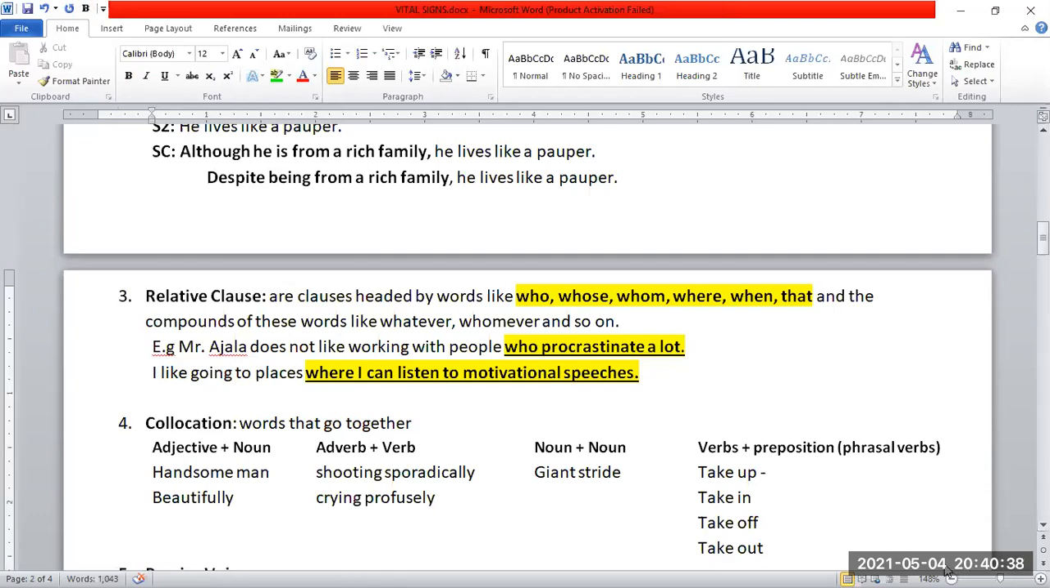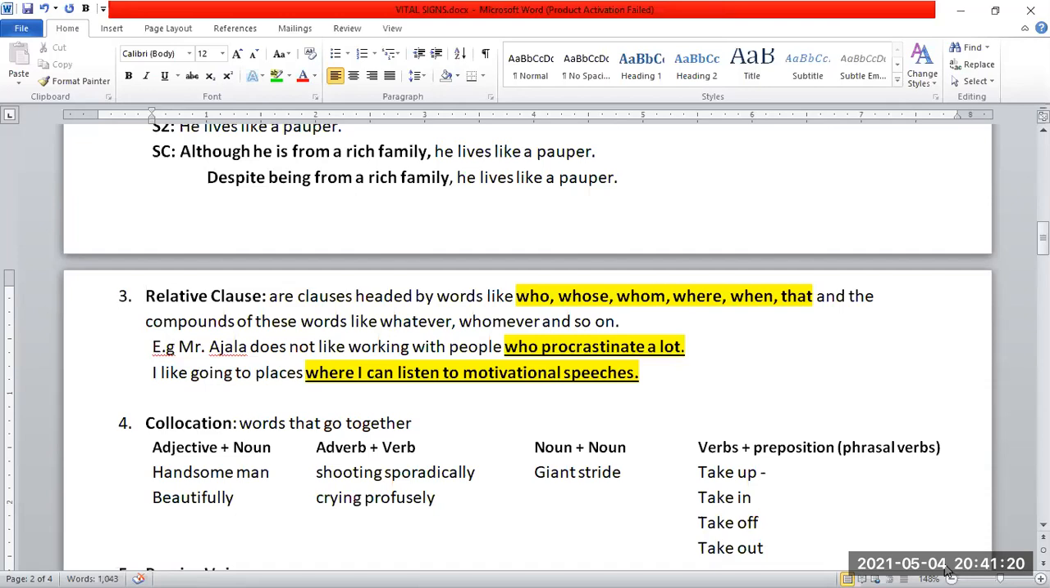Whenever you have these words, not in question form, but used in such a way that they are used like subordinate clauses, performing or helping to write subordinate clauses, in such situations they are called relative clauses.